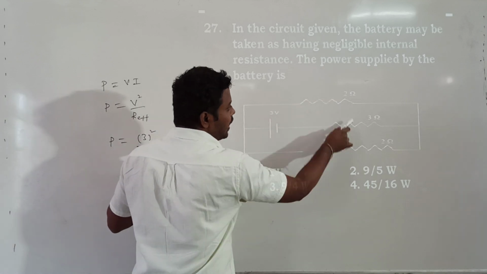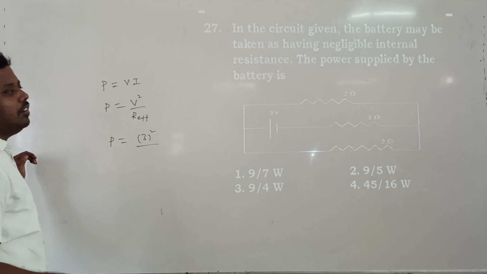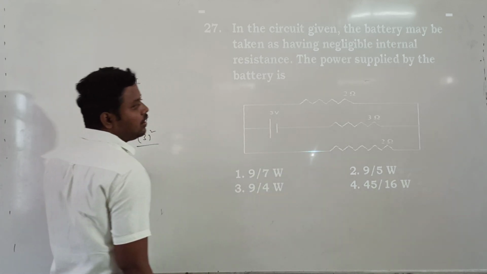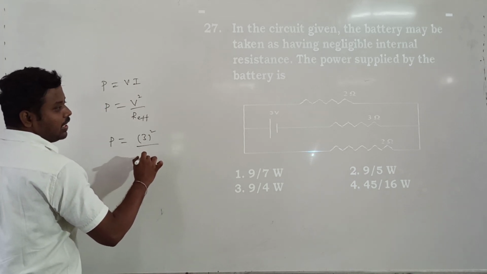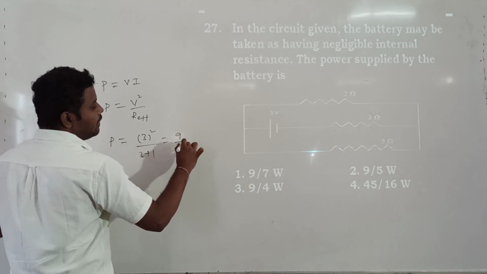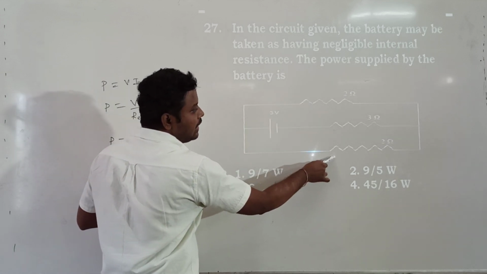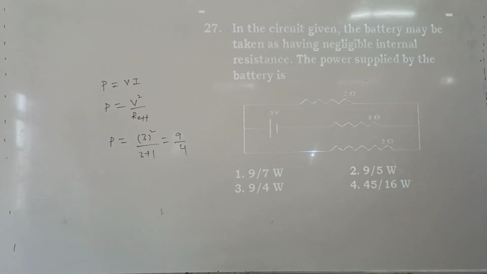So 2 and 2 both are in parallel. What will this answer be? 2 and 2 in parallel gives 1. That 1 is in series with which one? 3. Can I write directly? So how much will I get? 3 plus 1. That is 9 divided by 4. These two are in parallel, and the resultant is in series with 3 ohms. That is question number 27.